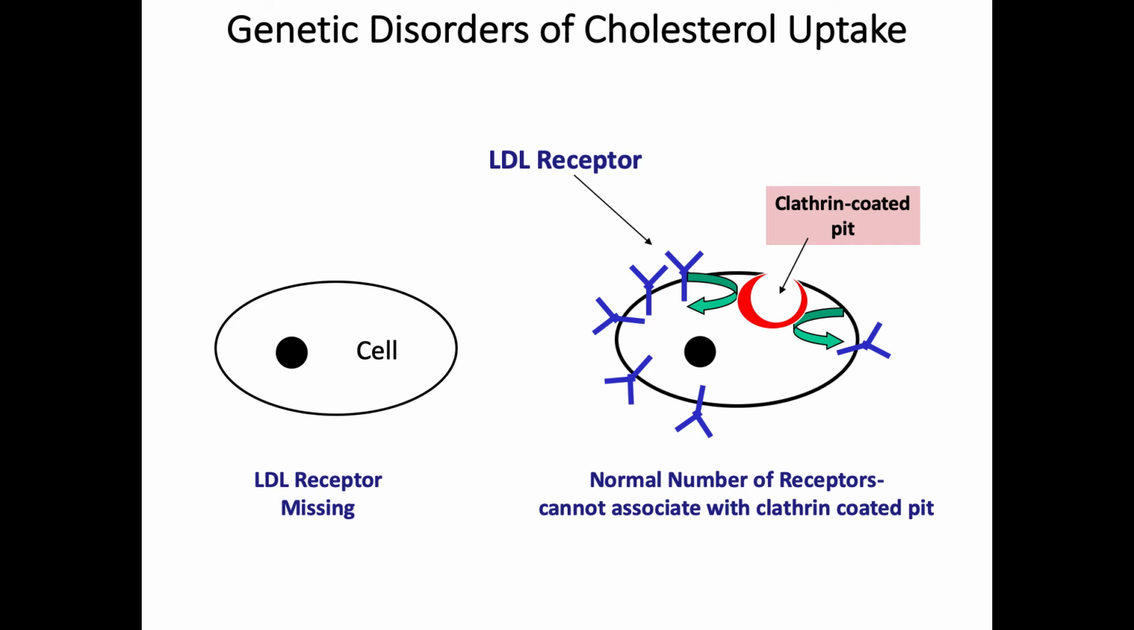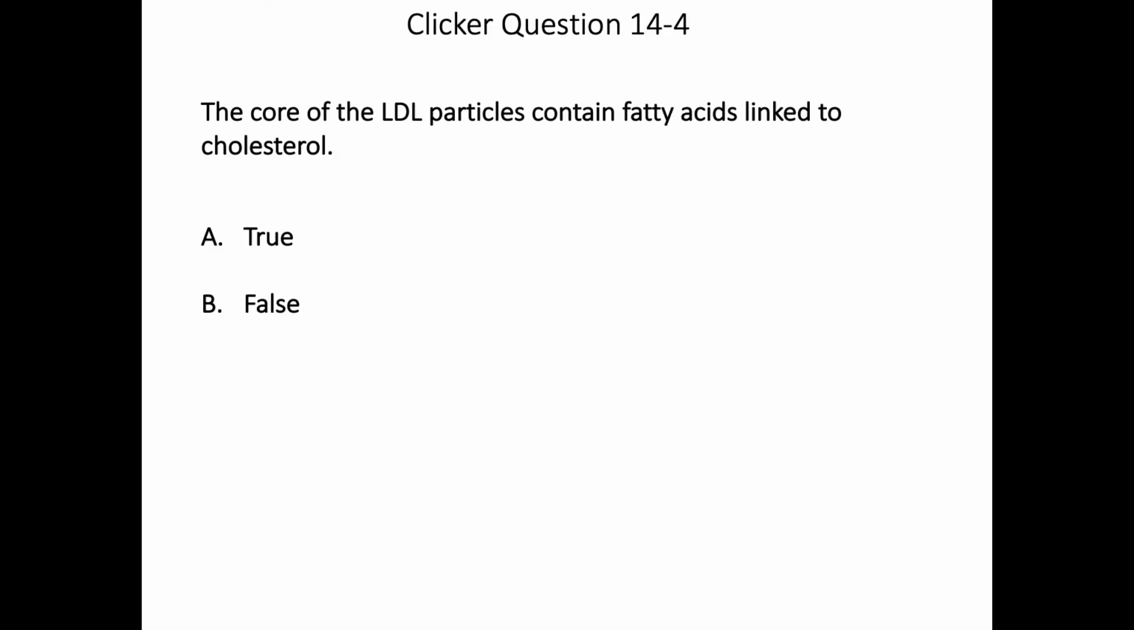Genetic disorder, there are two types. You have LDL receptor missing all throughout. On the other hand, you can have another one where you have the LDL receptors, but they cannot associate with the clathrin-coated pit. The outcome is the same. These people cannot take out the cholesterol and will have very early cardiac disease and a very, very detrimental condition. So let's take a look at the next question.